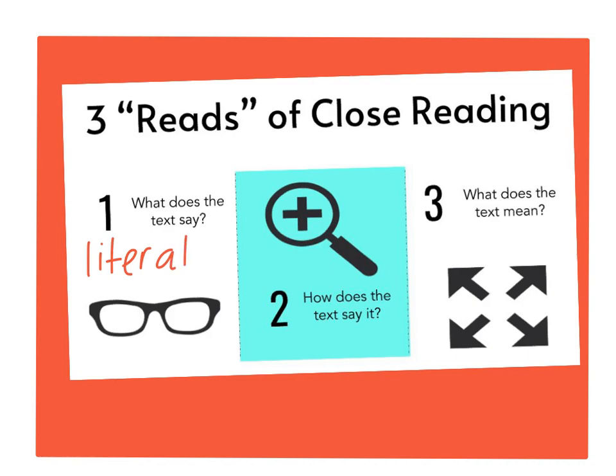What does the text say? The second read, how does the text say it? So you reread the text to see how the writer puts the pieces together. And the third reading gets at a deeper level of comprehension. You look at the bigger picture, you zoom out. What does the text mean? So for the 3 readings that we'll start with, you read it first, take a literal reading, you zoom in, and then you zoom out.